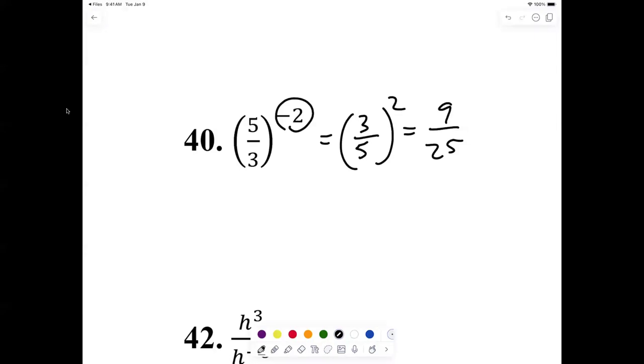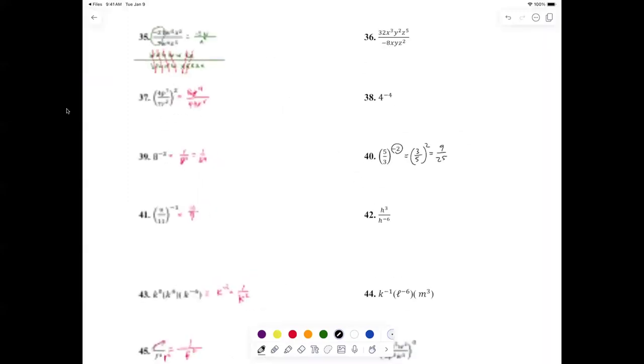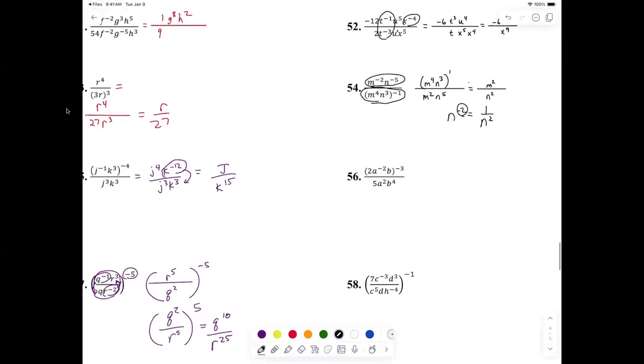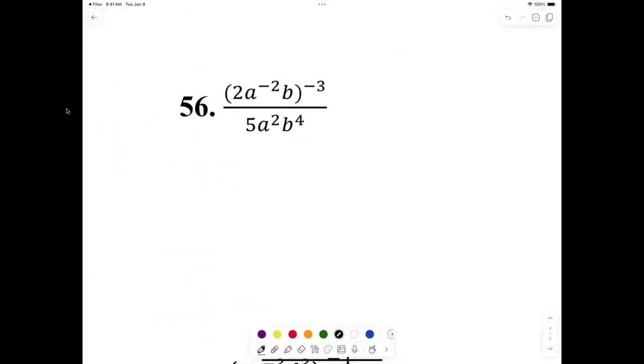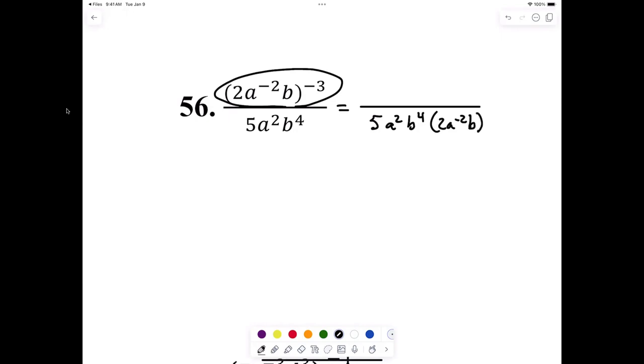All right, Mr. Williams, what? 56. All right, good for you, buddy. Here we go. Do you agree this whole thing is to the negative 3? So I got to move that whole thing. So I have 5a squared b to the fourth, and then 2a to the negative 2, b cubed, and there would be a 1 on the top. Do you agree with that?